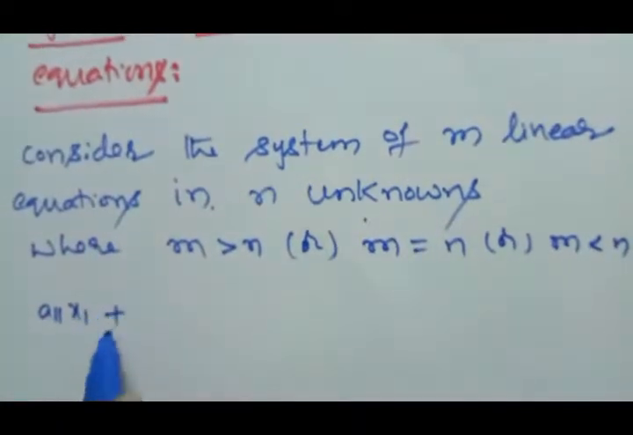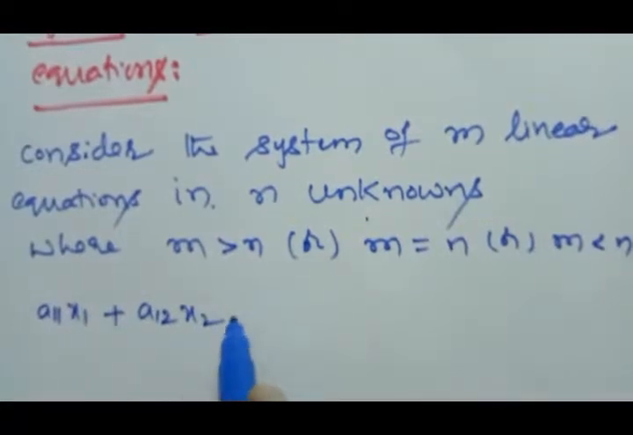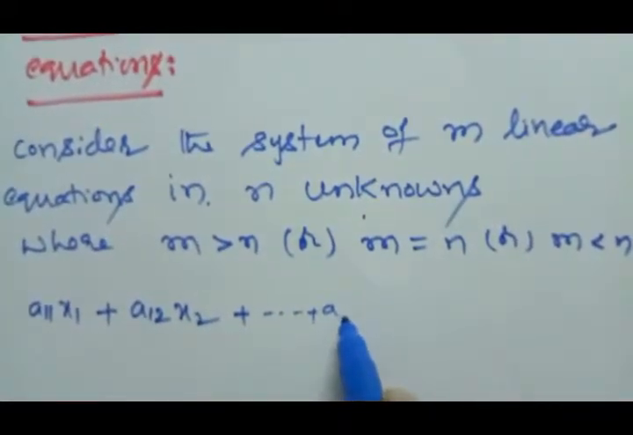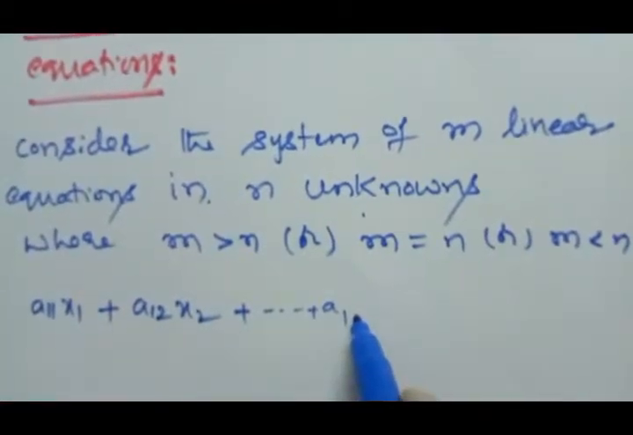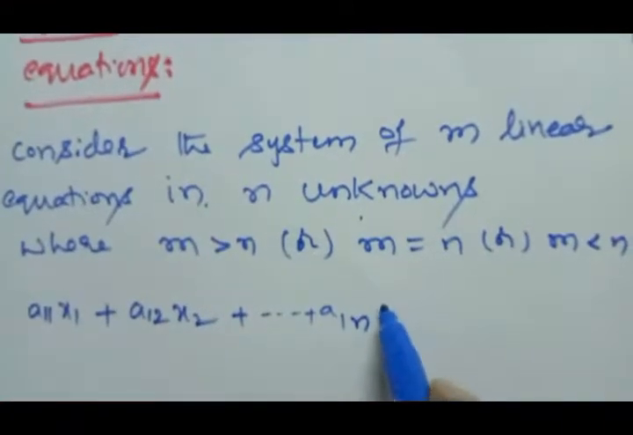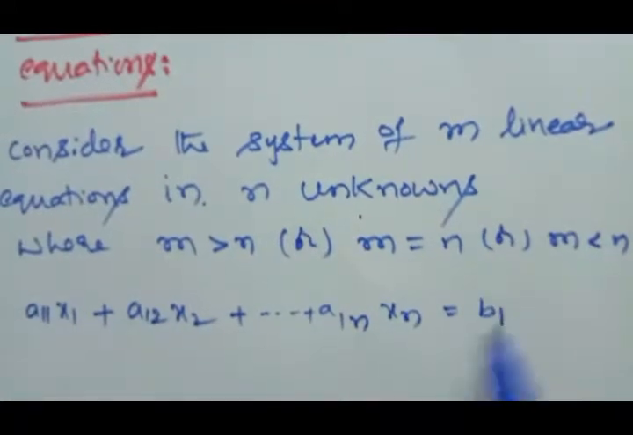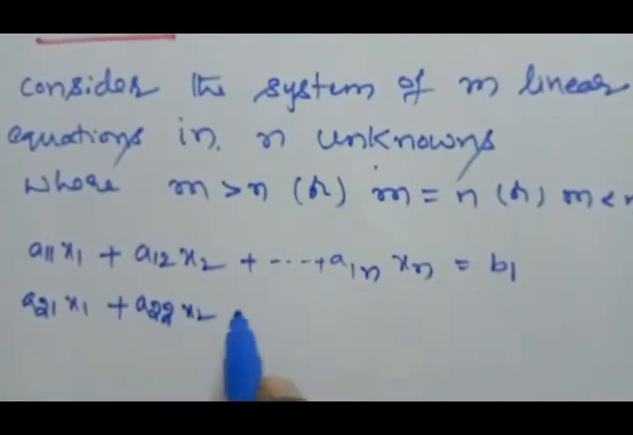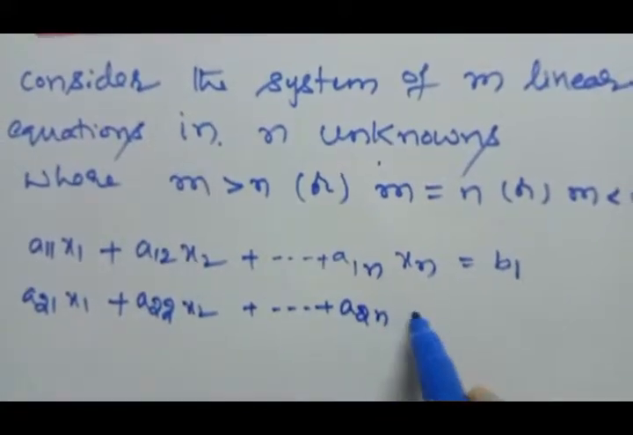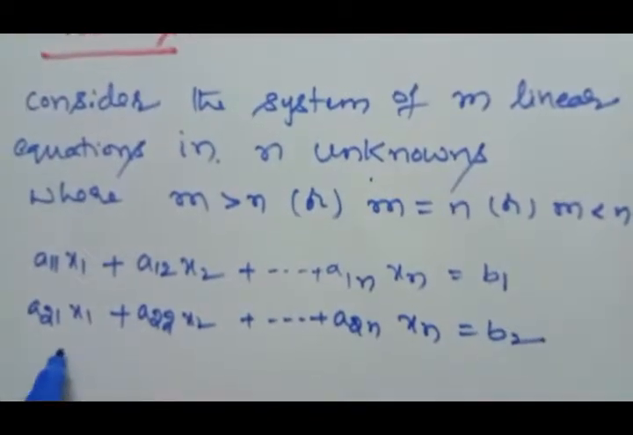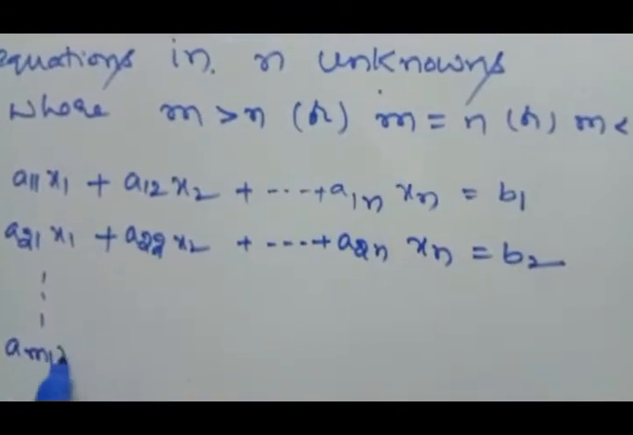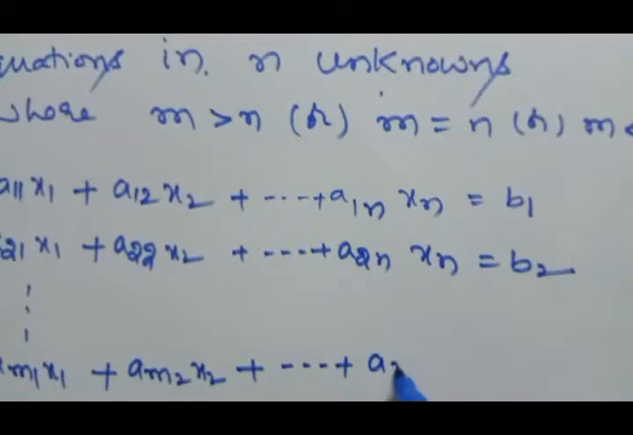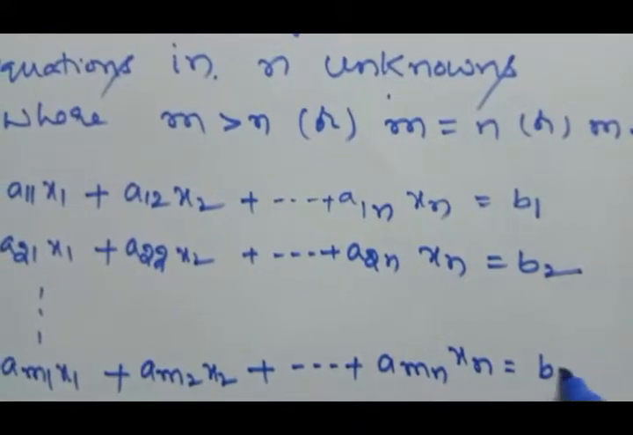A11 x1 plus A12 x2 plus and so on, plus A1n xn is equal to B1, A21 x1 plus A22 x2 plus and so on, A2n xn is equal to B2, and so on, Am1 x1 plus Am2 x2 plus and so on, Amn xn is equal to Bm.